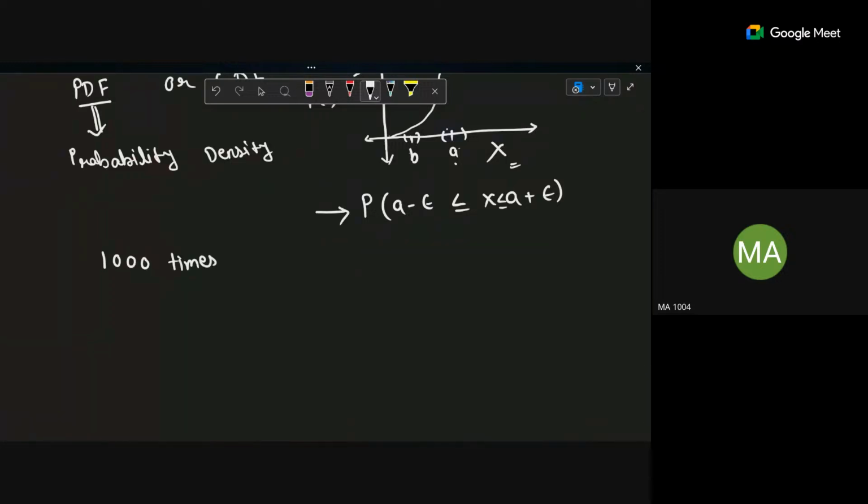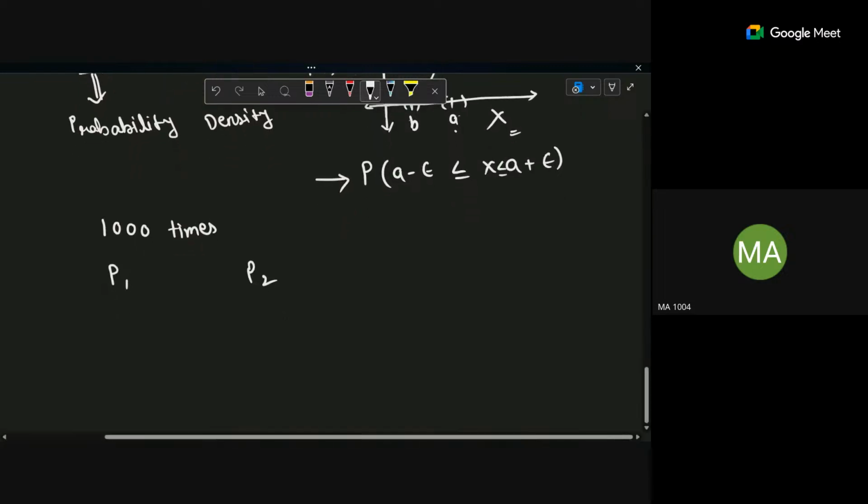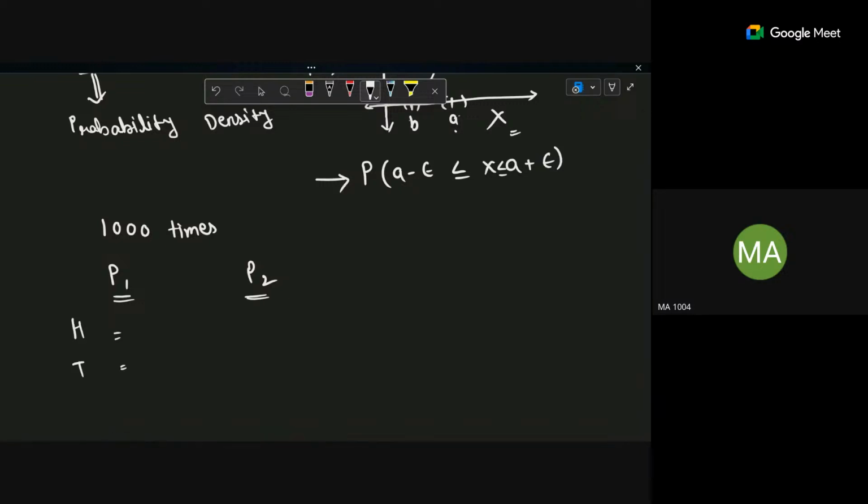So a coin is tossed 1000 times, and it's obvious that if two persons, let's say person A and person B, are doing the same experiment, P1 and P2, the coin is tossed 1000 times by P1 and by P2 also. But it's obvious that if P1 tosses the coin, the number of heads and number of tails will not be the same as what P2 gets, right?